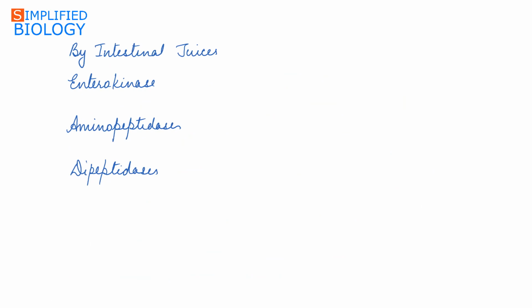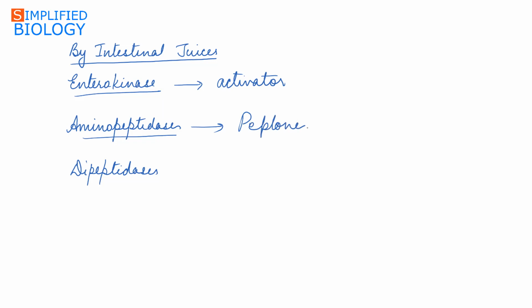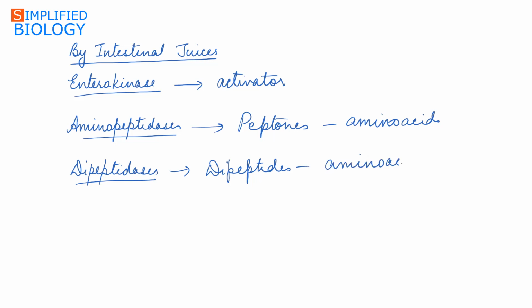Now, the digestion of proteins by the intestinal juices. Enterokinase, which is used as an activator for trypsinogen. Aminopeptidases catalyze or break down the peptones and proteases into amino acids, while the dipeptidases convert dipeptides into amino acids. So this is how breakdown of proteins occurs.